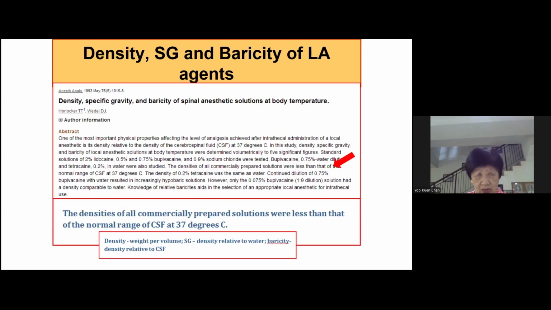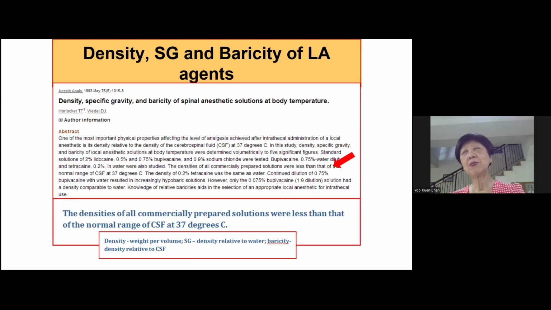So that brings us to the subject that all of us as providers of spinal anesthesia must be aware of: density, specific gravity, and baricity of local anesthetic agents. Something if we do not know, we will get into trouble like this, the last patient that I described. Of course, one knows that density is weight per volume. Specific gravity is density relative to water, and baricity is density relative to CSF. So you must be mindful of the different baricity of our drugs as well.